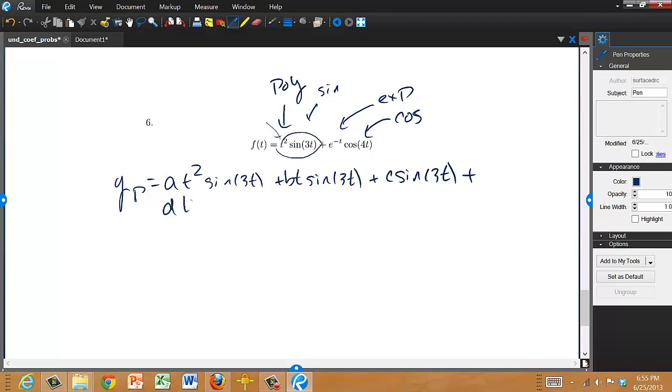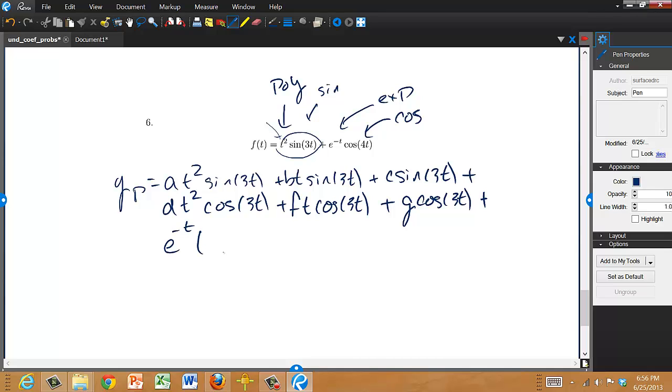So you'd have dt squared cosine 3t plus ft cosine 3t plus g cosine 3t, plus, and now you have the other term to worry about. You'll have e to the minus t times h cosine 4t plus, I really don't like using I as a coefficient, so I'll skip to j, sine 4t. And that's it. There's your guess.